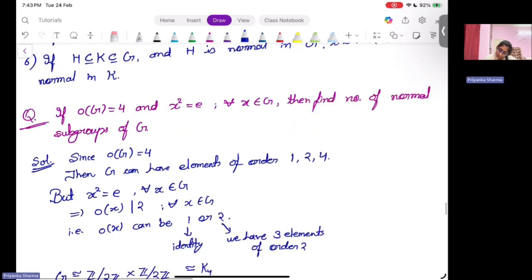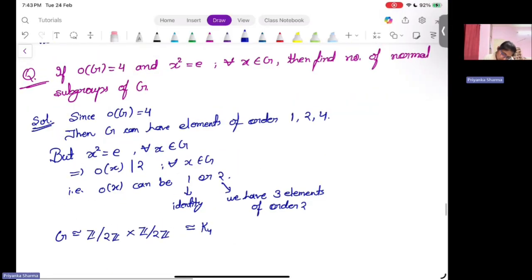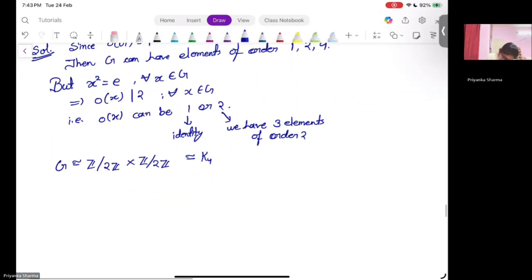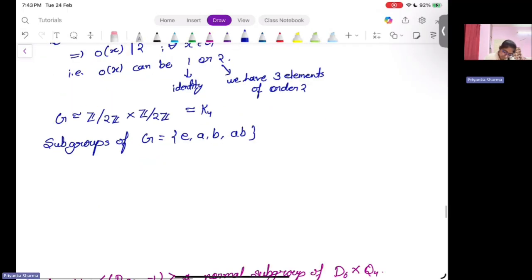So we want to find the number of normal subgroups of G. First of all, what are the subgroups of G? I'm writing it as E, A, B, and AB.